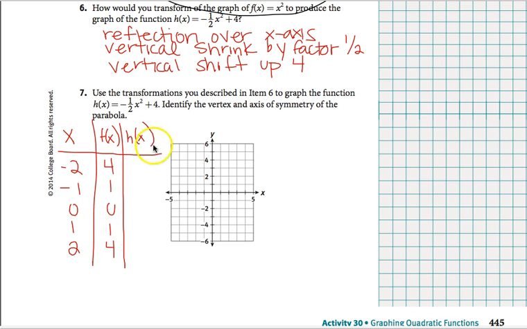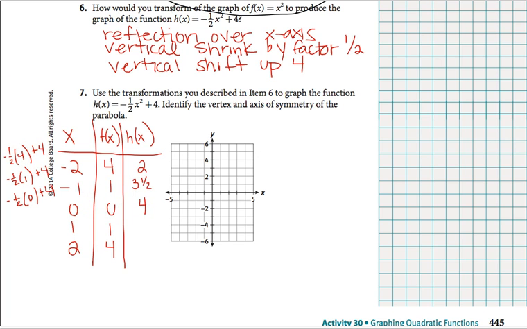For h of x, if I'm using f of x, that means I would be taking the x squared value, which is 4, multiplying it by -1/2. I'm going to put the work over here. -1/2 times 4, and then adding 4. So -1/2 times 4 is -2, plus 4 is 2. Then for -1, the value of x squared is 1, so I've got -1/2 times 1, and then plus 4. So -1/2 plus 4 is positive 3.5. For 0, -1/2 times 0 plus 4, which is 4.